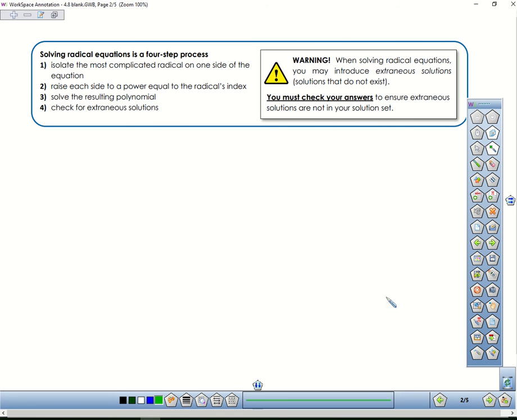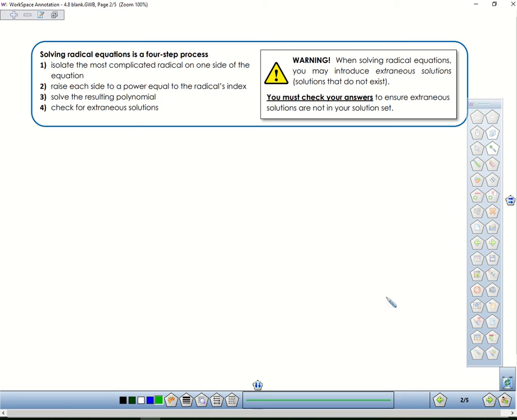So there's 4 important rules or steps that you need to know in order to do this. The first step is to isolate the most complicated radical on one side of the equation. The next step will be to raise each side to a power equal to the radical's index. So a radical's index is that little number in the little V shape on the outside of the radical. Now if your radical is a square root, it's not going to have any number there. It's going to be an implied 2. You're going to solve the resulting polynomial and check for extraneous solutions.